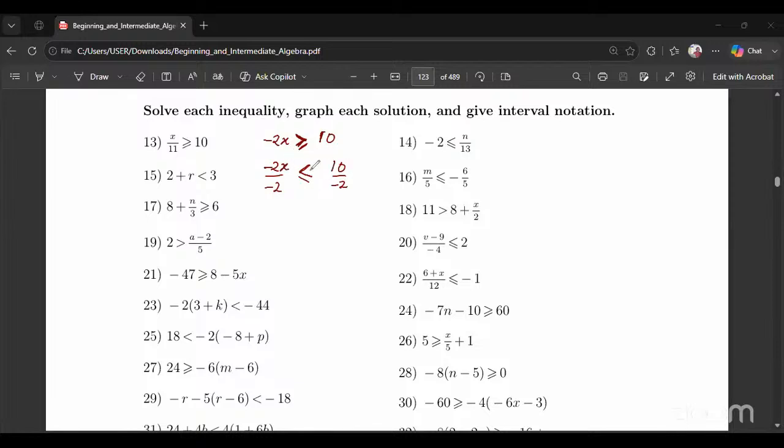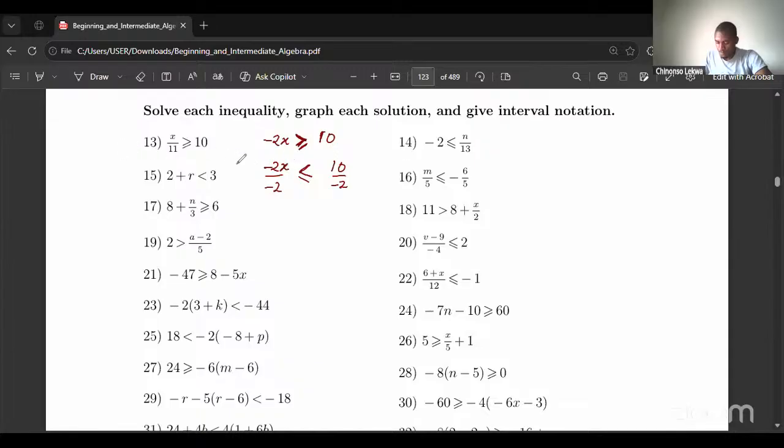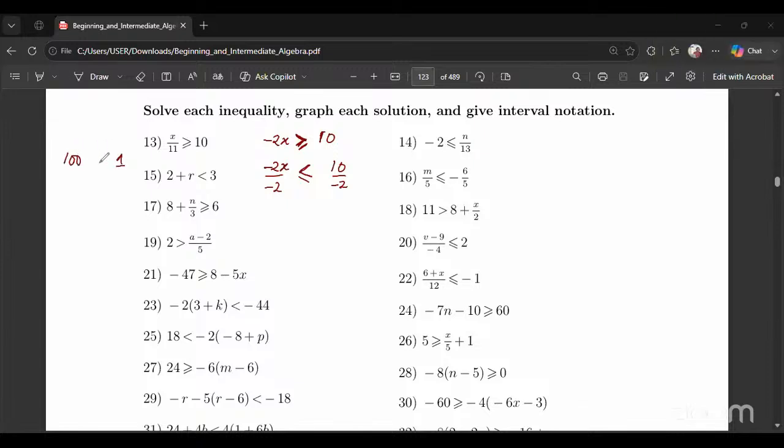Let me just show you quickly why it is changing. There are three possible cases that will flip the inequality. There could be more, but for middle school and high school, you're always going to see these three cases. The first one is when you multiply both sides by a negative number, the inequality will flip. When you divide both sides by a negative number, the inequality will flip. And when you invert both sides, the inequality will also flip. Let me quickly show you why. If I have 100 here and I have 1, it's very clear that 100 is greater than 1, right?